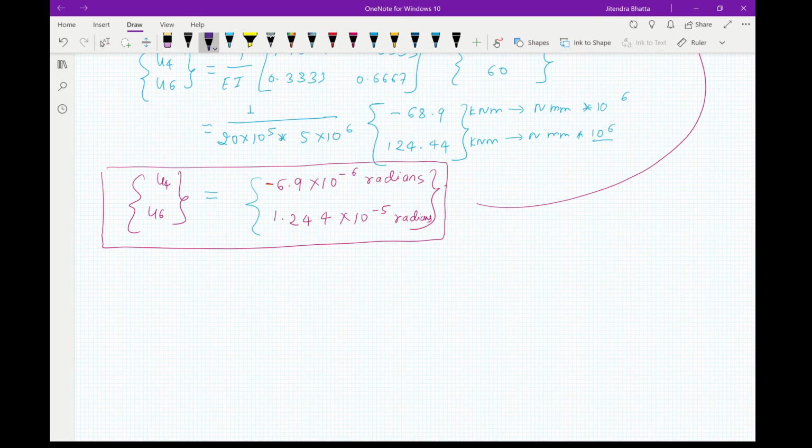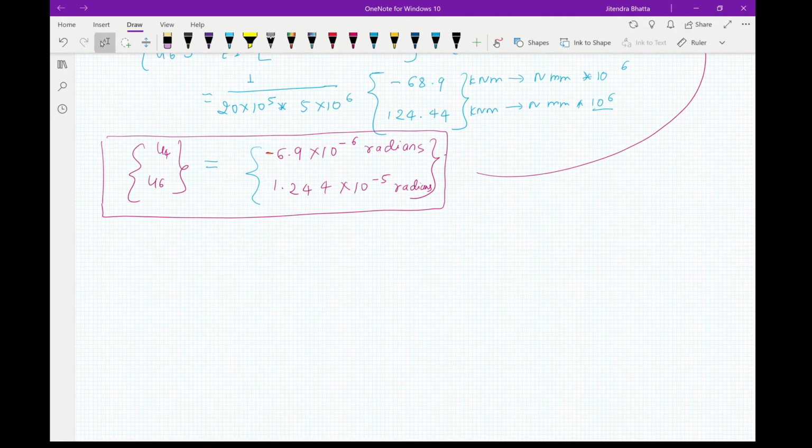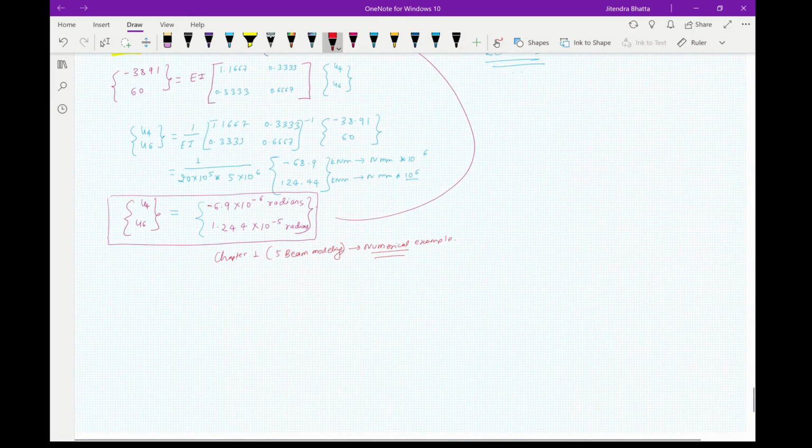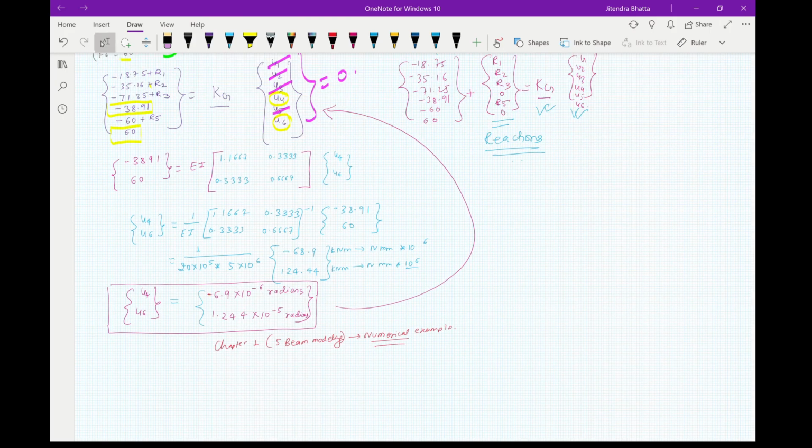You can look at another problem in my other playlist, which is chapter 1 in Abaqus modeling 5. You look at beam modeling and you'll be able to see a numerical example there as well, and you'll also be able to visualize the solution that we obtained. So this is how we solve for beams using the beam element stiffness matrices.